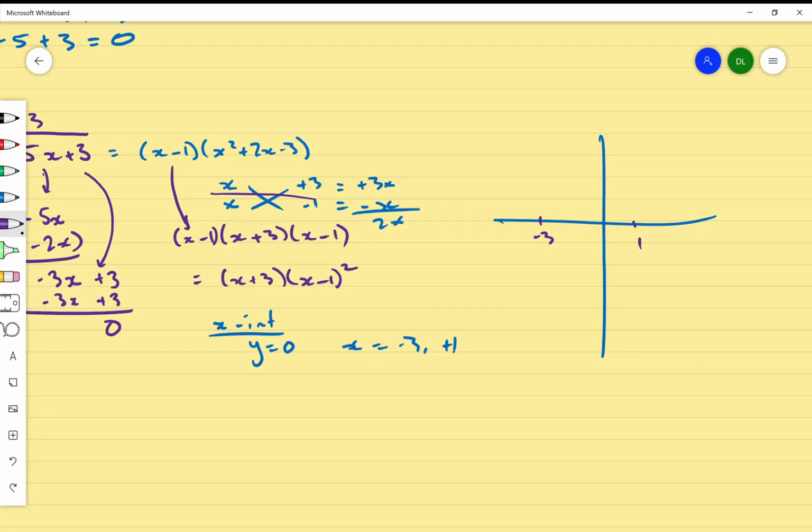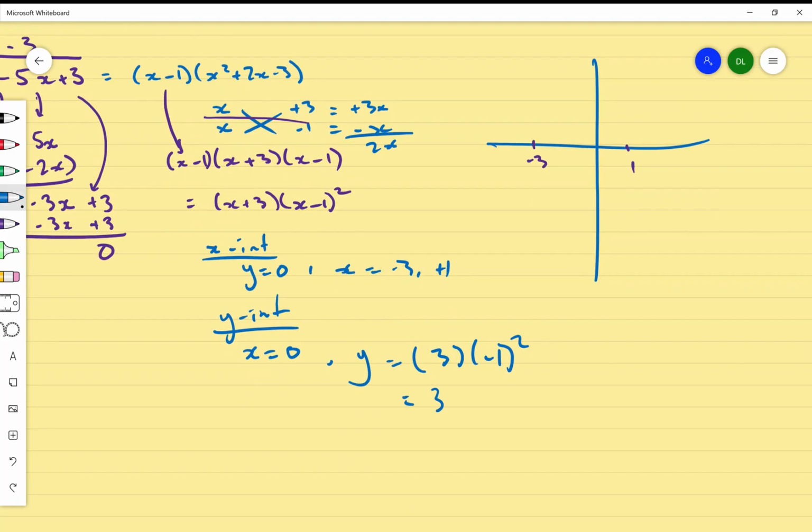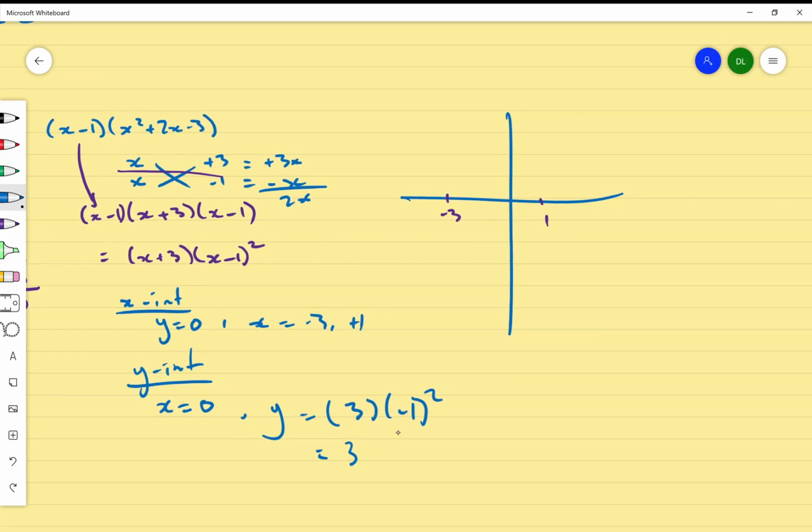Let's go and find my y-intercept. So my y-intercept, I let x equal to 0, and I'm going to use this equation right here. So I get y equals 3 bracket and then negative 1 squared. 3 times negative 1 squared gives me just 3. Am I going too quickly? Have I lost anyone? Okay. From there, I get that. Let's put that over there.